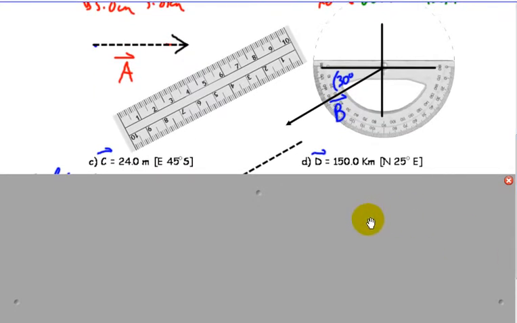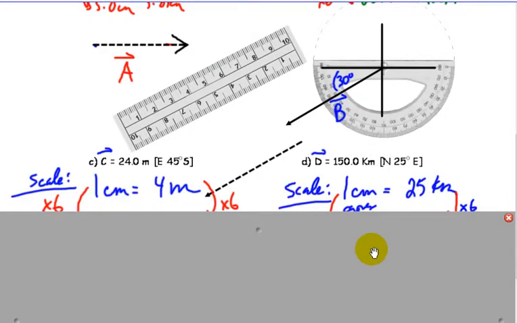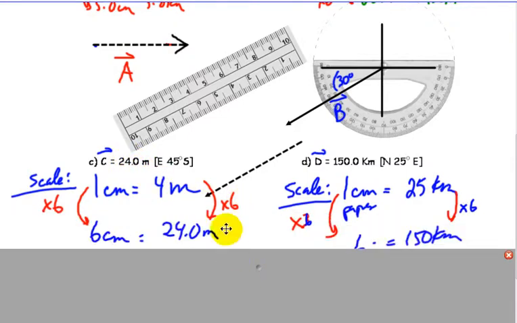There's more than one way you can do it. There's more than one scale you can use. I chose to do 1 centimeter equals 4 meters. And you can see here 24 is divisible by 4 6 times. So multiplied by 6, multiplied by 6. To represent 24 meters, I'm going to draw it 6 centimeters long.